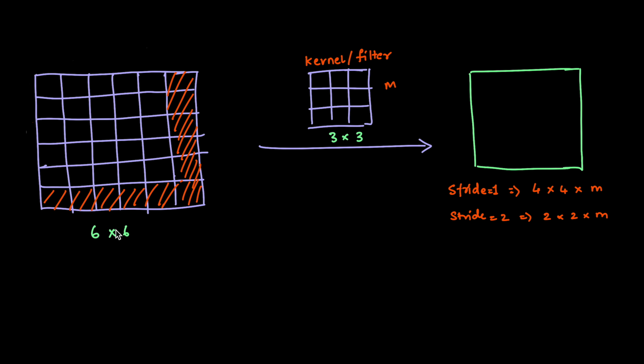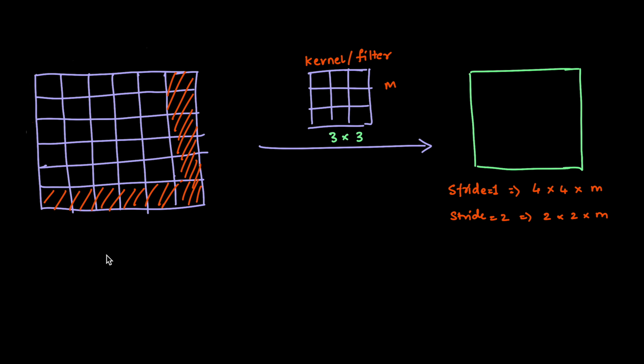Basically in padding, there are several strategies, but one of the most famous strategies of padding is zero padding. In zero padding, we'll be adding zeros on all the sides. That is, we'll be adding zeros over here, and also over here, and also over here, and similarly over here.